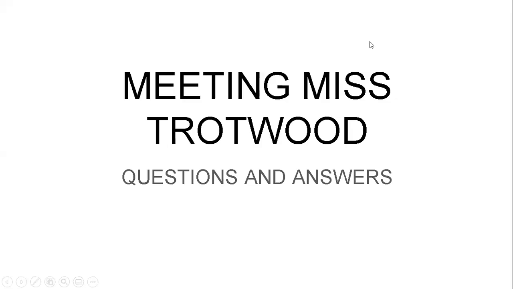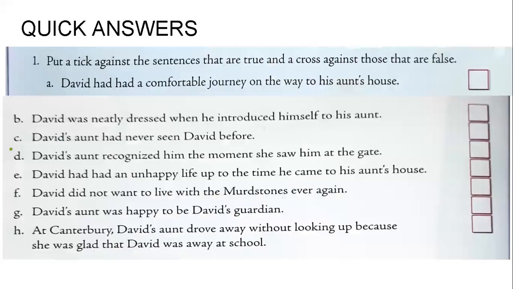Here are the questions and answers of the lesson Meeting Miss Trotwood. The first question from Quick Answers. Put a tick against the sentences that are true and a cross against those that are false. So let's go through these first. Let's see how many of these you can get right. There's A to H, so that's 8 questions. Let's see if you can get all 8 right.